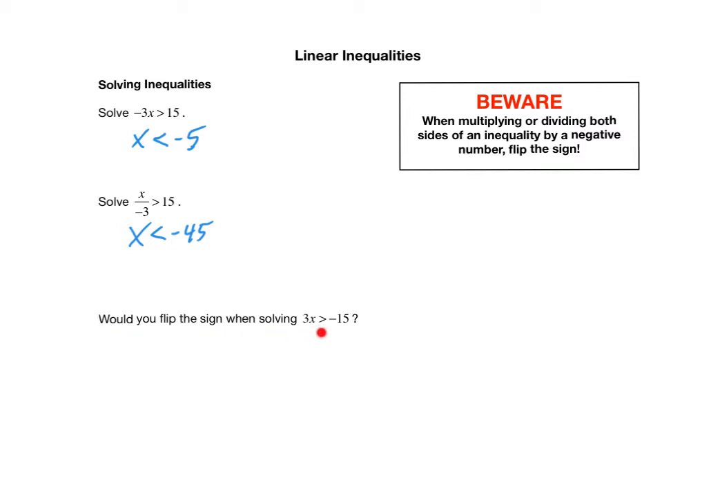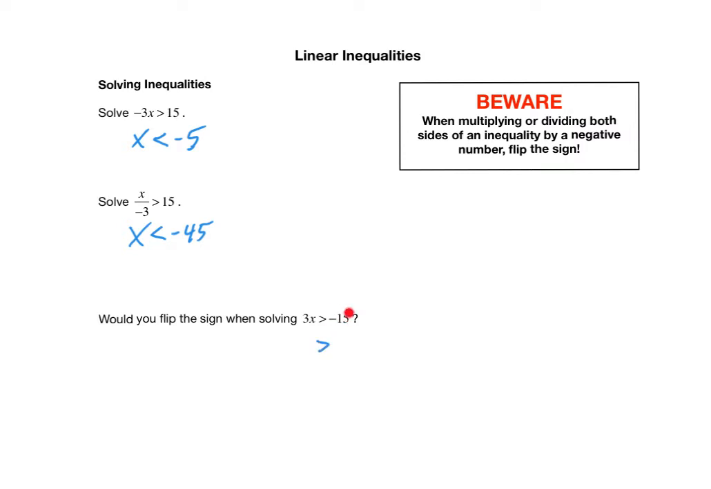Would you flip the sign when solving 3x is greater than -15? Well, you got to think about what you do. You want to isolate x, so what's happening to x? X is being multiplied by 3. So how do you undo multiplication by 3? Well, you would divide by 3. But 3 is a positive number, so when you divide by 3, you will not flip the sign. You should not flip the sign.